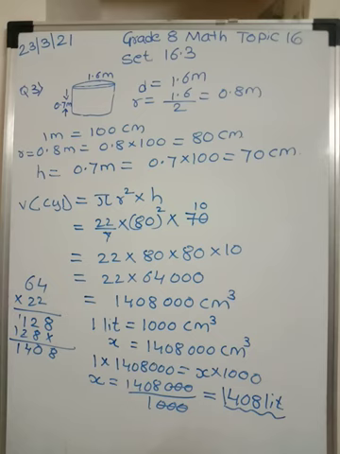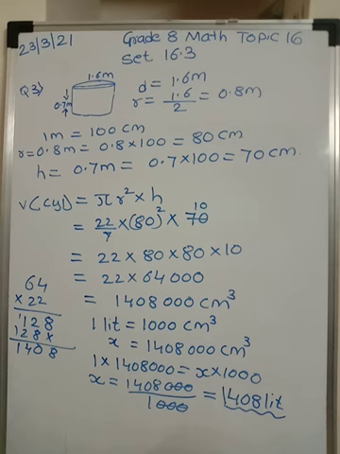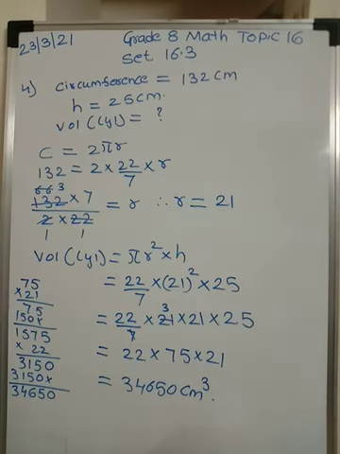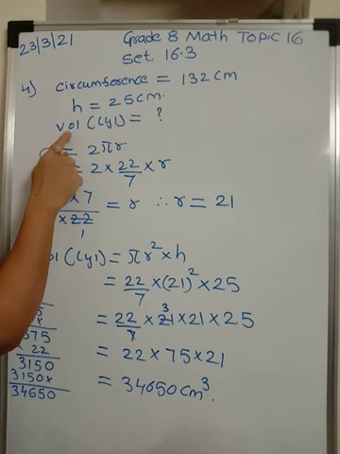Now let's go for the fourth question. You may pause the video and take it down. Now let's go for the fourth problem. The question is, find the volume of a cylinder if circumference of cylinder is 132 centimeters and height is 25 centimeters. So circumference is given, height is given, you have to find volume.